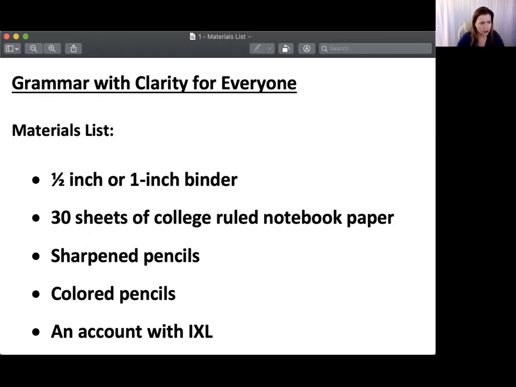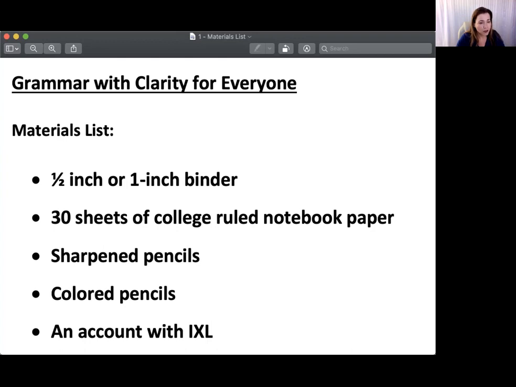You need sharpened pencils or pencils with a pencil sharpener handy. Colored pencils, again, you need a pencil sharpener handy, and you need a paid account with IXL. If you're a homeschooled student, some homeschool programs will provide IXL for you at a reduced rate. If you are not a homeschool student, you can get an account with IXL. You can even just get a monthly account.